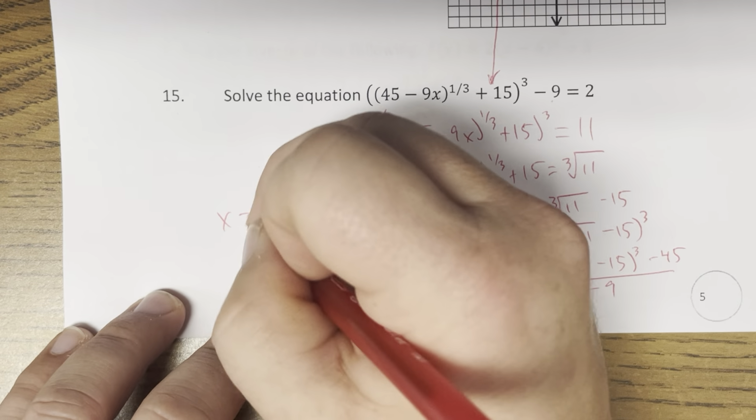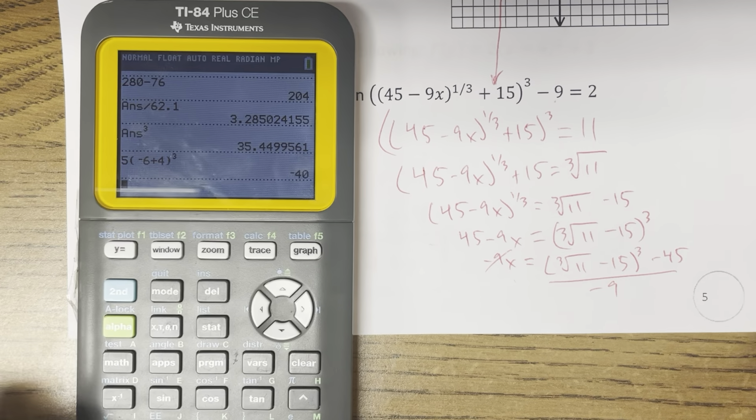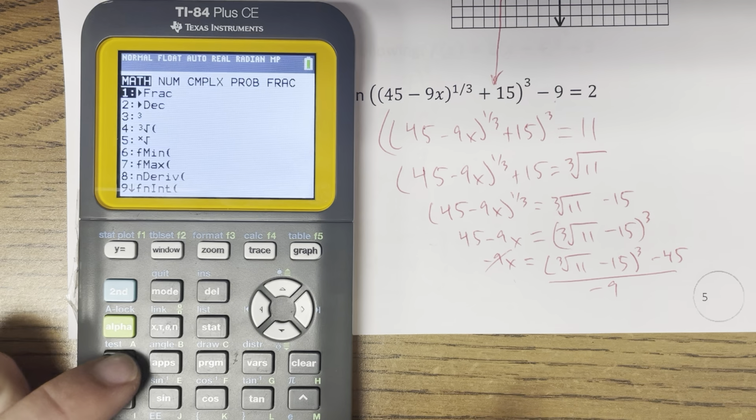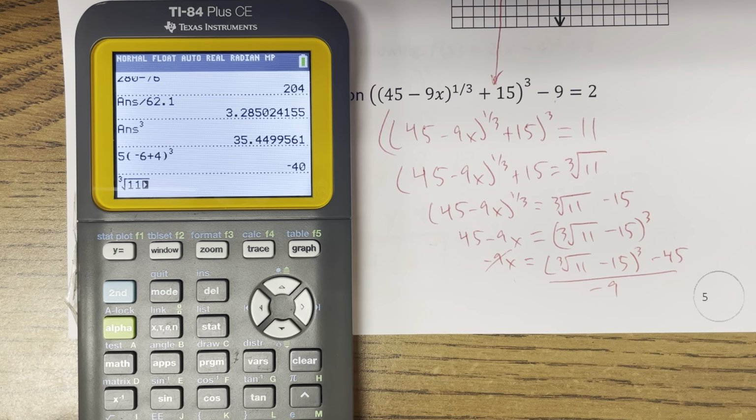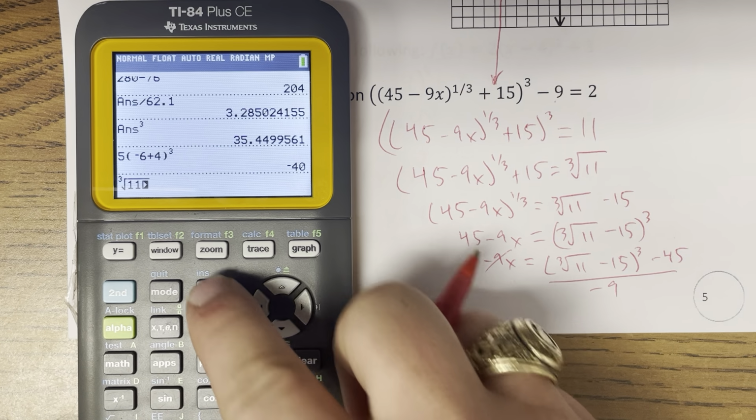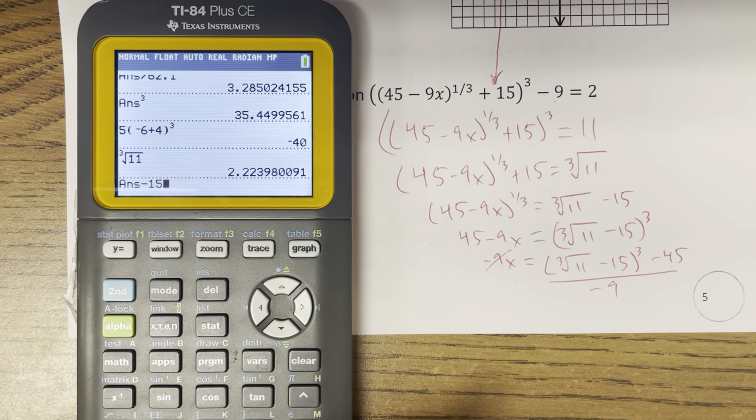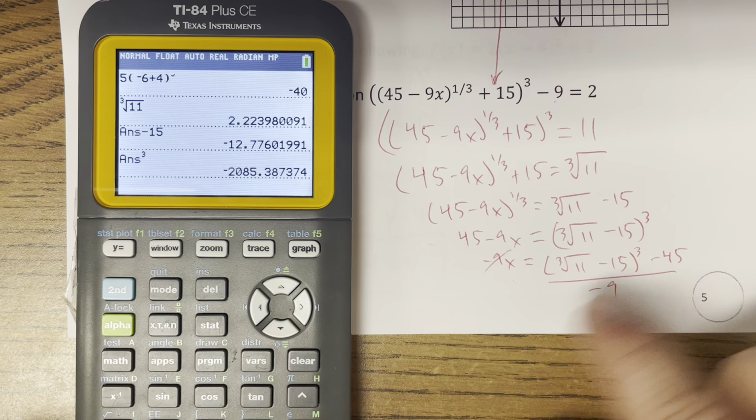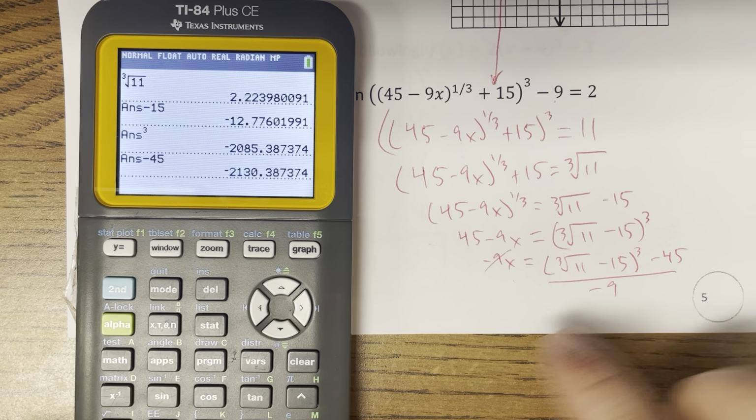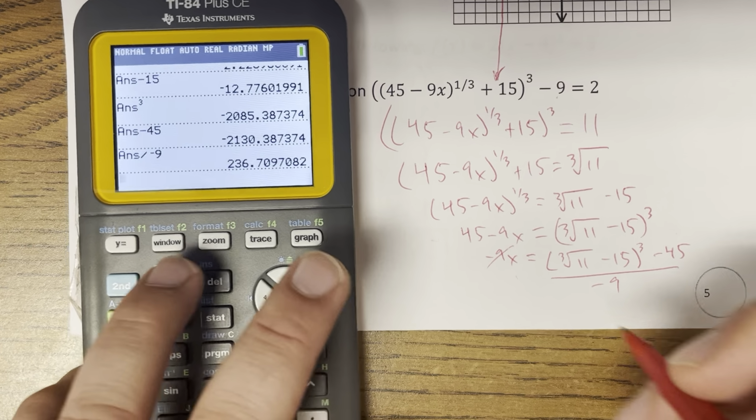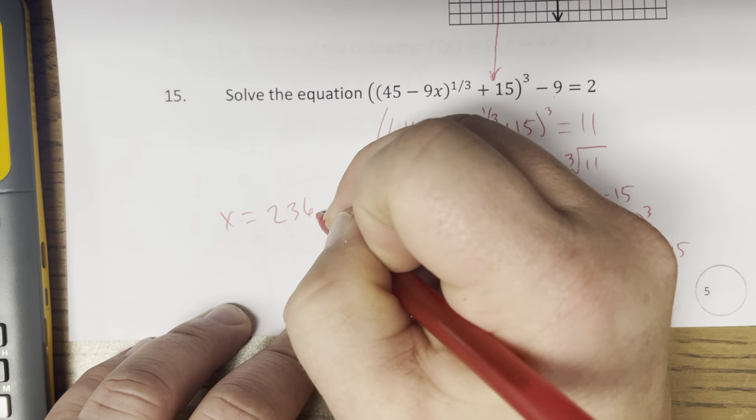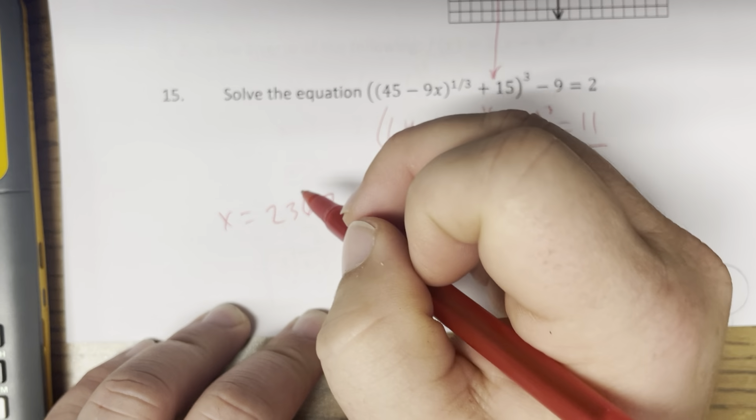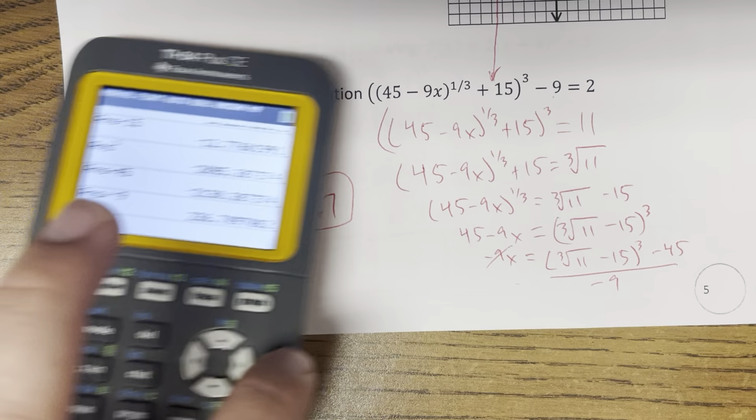And so my x is equal to, now we'll put in the calculator. And so I've got math for cube root of 11, whoops. And then we're subtracting 15, and then we're going to cube it. Then we'll subtract 45, and then we'll divide by negative 9. 236.7.